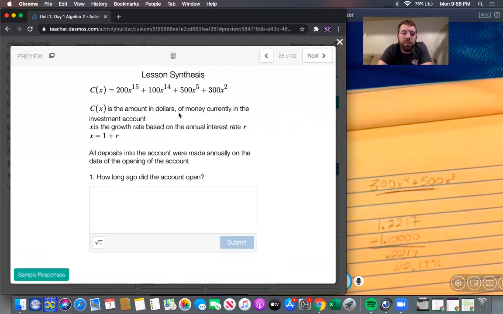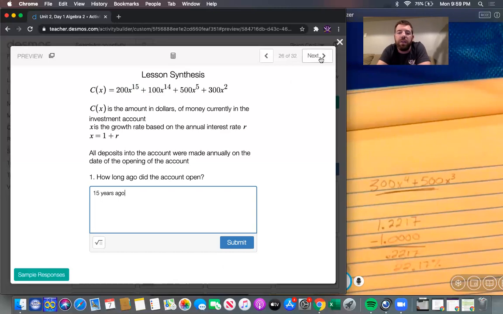All right, so now we say that this is currently invested in the account. X is the growth rate, compounded annually. How long ago did the account open? This is just being able to look at this and acknowledge that the power of the polynomial is 15, so x to the 15. That means the account opened 15 years ago, because each year it multiplies on itself.